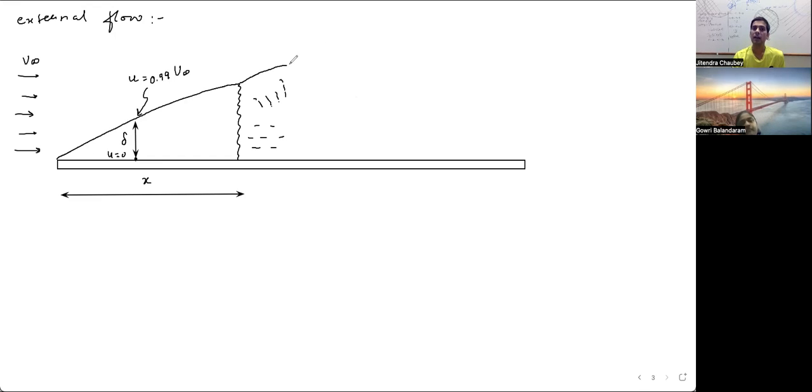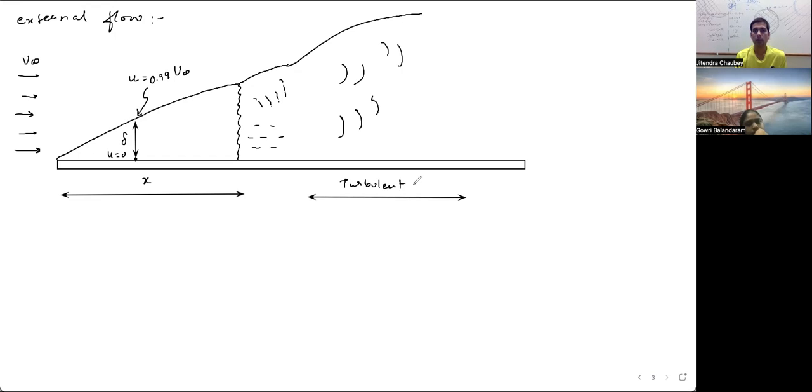And eventually, after some point, the thickness increases and the layer is completely turbulent. This zone is the turbulent zone. And the thickness always increases with the length of the surface.